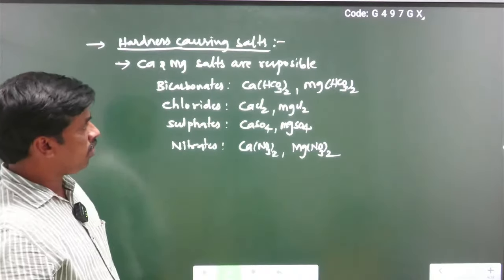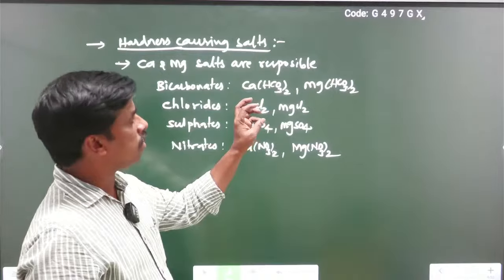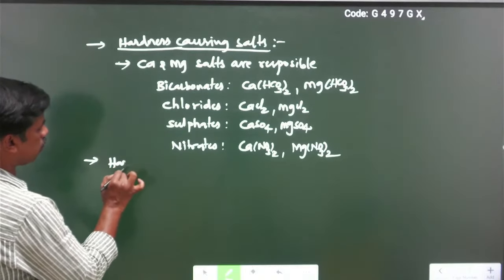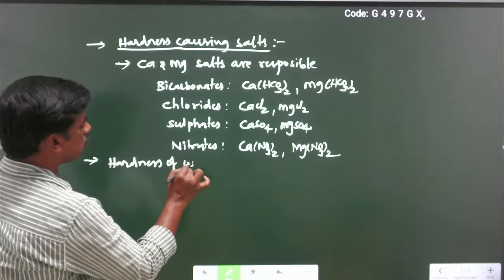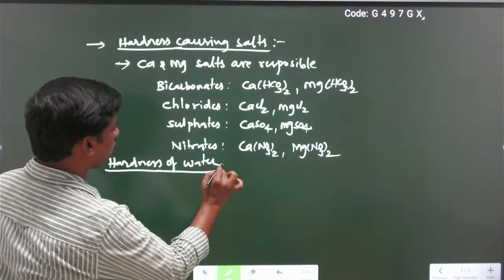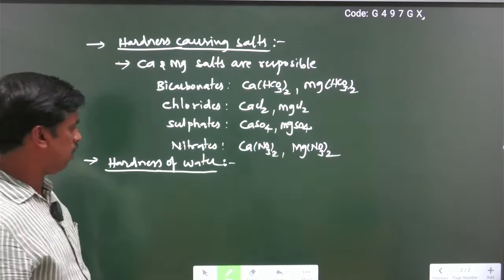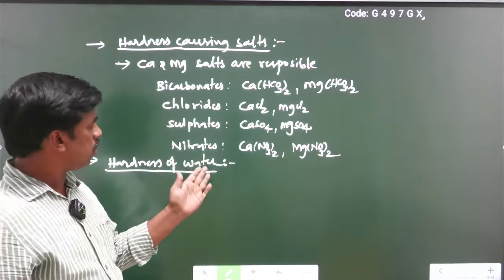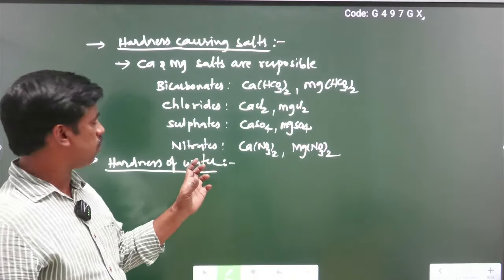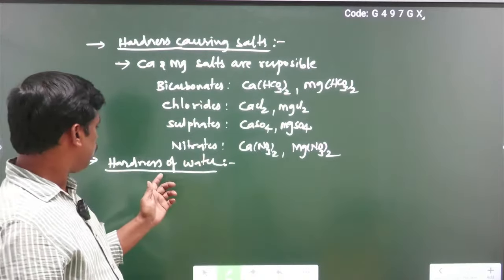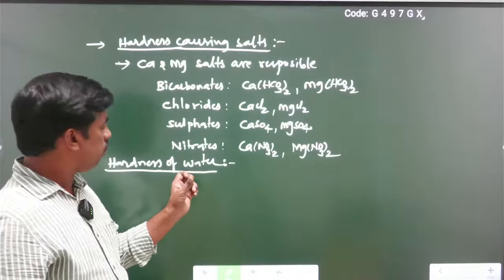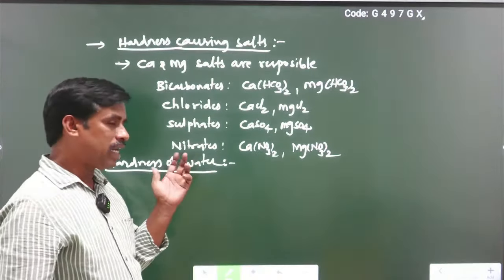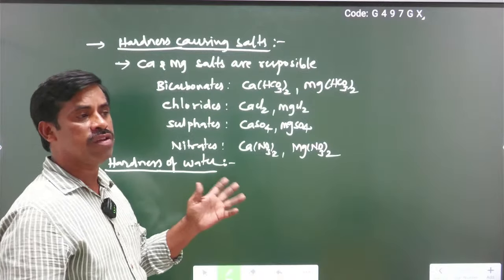Based on the dissolved salts, the hardness of water is divided into two types. But before going to the types, I am giving the definition of hardness of water. Previously I gave the definition of hard water: the water which does not give much lather with soap is called hard water. Now the definition of hardness: the property of hard water which prevents the formation of lather with soap.